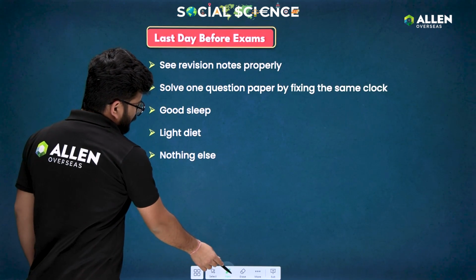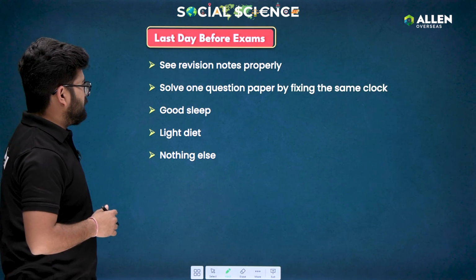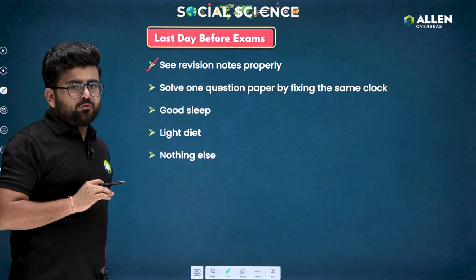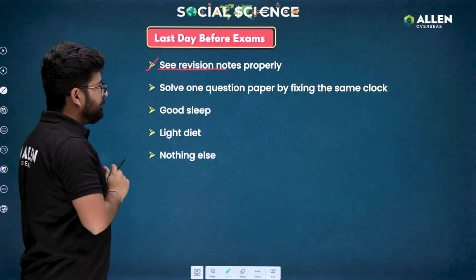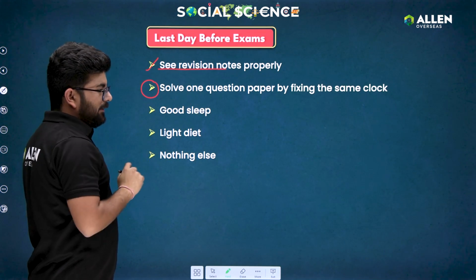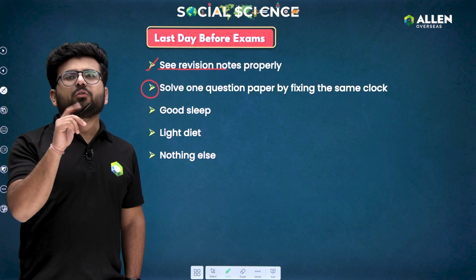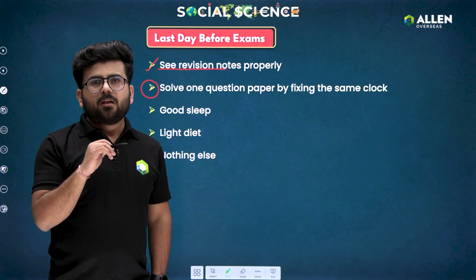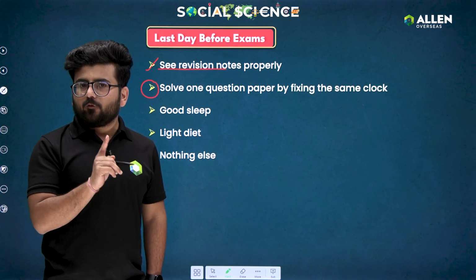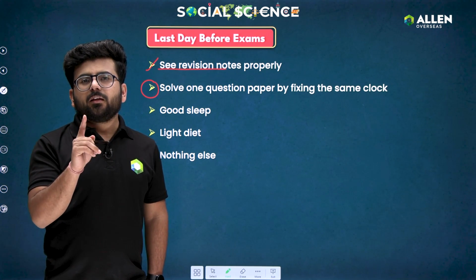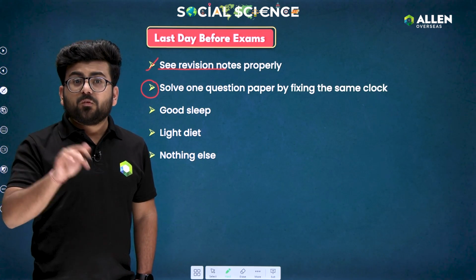Next students, what strategy can we practice just a day before the examination? I already told you that you will have to make separate notes, and with that, a separate file of the assignments. So you will have to see the revision notes as well as the assignments properly. Now students, at least one day before the examination, you will have to fix the same clock. For example, if I have my examination from 10 to 1, just one day before the examination, I'll fix the same clock. I'll sit at the table with a water bottle and start doing a sample paper, so that I'll have practice before going to the examination hall.